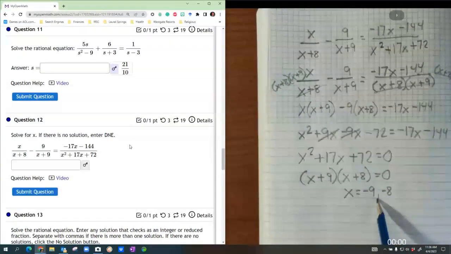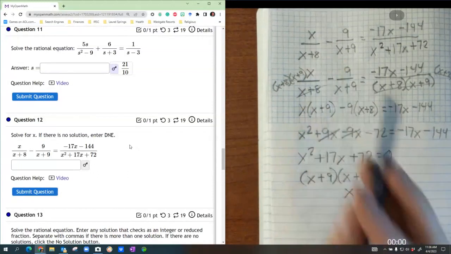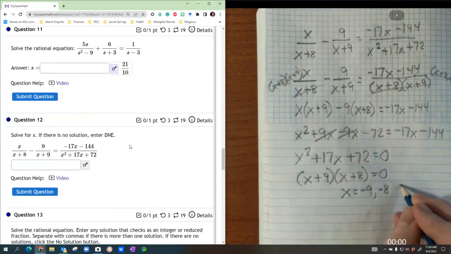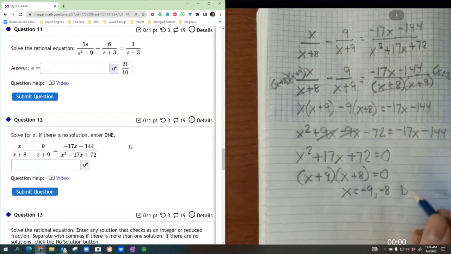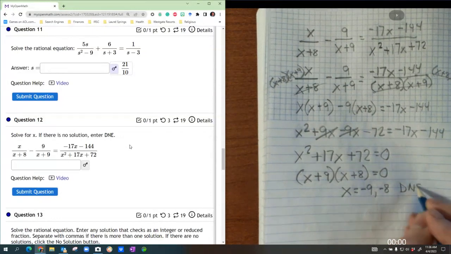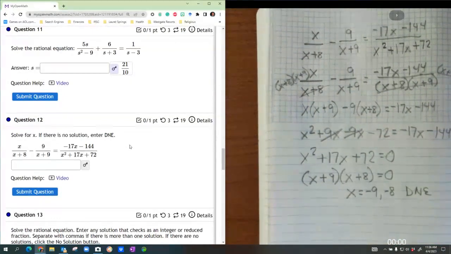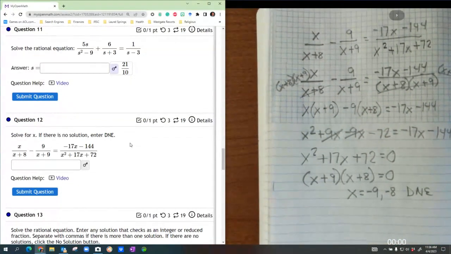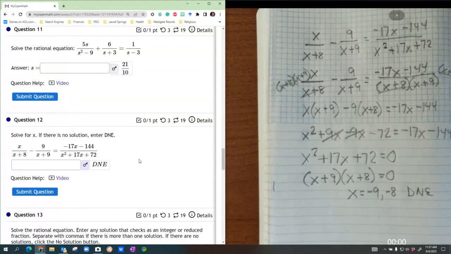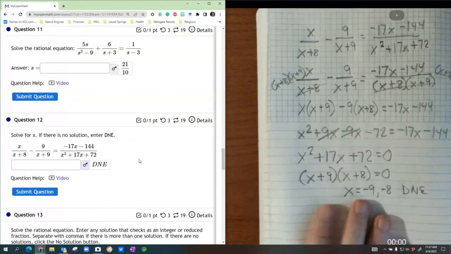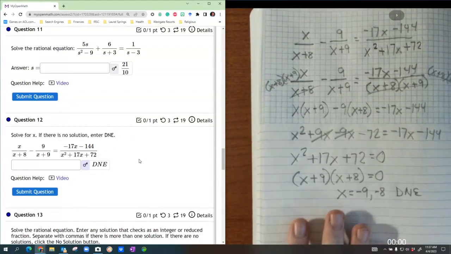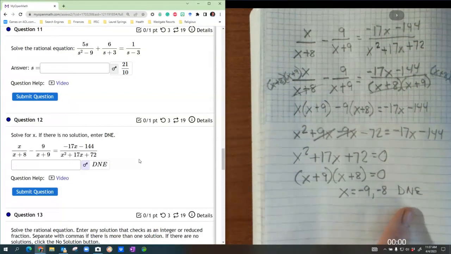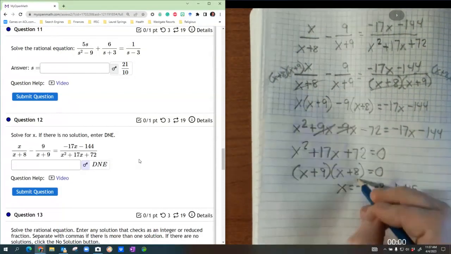Now we put that back into the equation, and it looks like we have a problem. I'm making sure. Yeah. Okay, I like to double check, but yeah, that does seem to work. So the answer is D and E, as both these answers don't work.